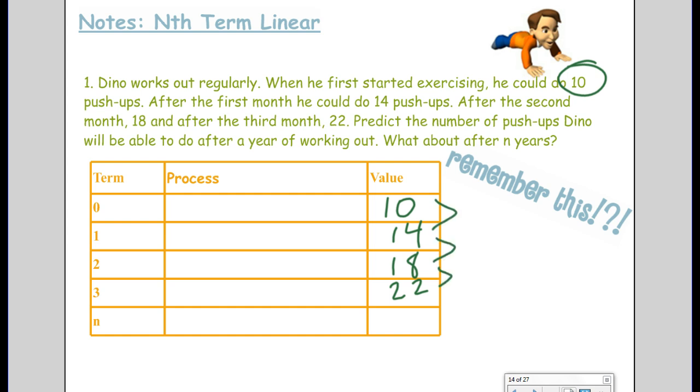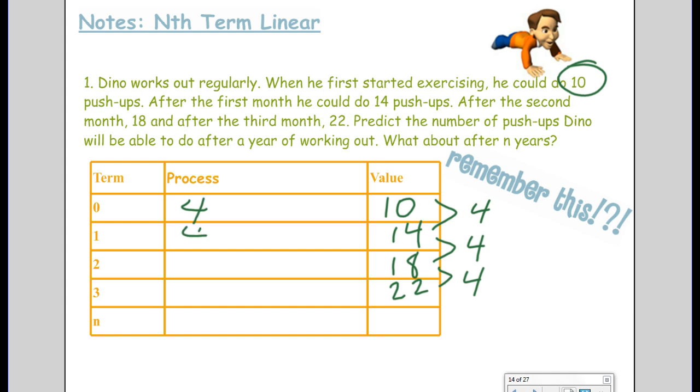The way you find delta, delta means change. It means subtract. So we're going to subtract. What's 14 minus 10? 4. What's 18 minus 14? 4. What's 22 minus 18? 4. We now know that our pattern is linear because we got the same number every time. So 4 is our slope.